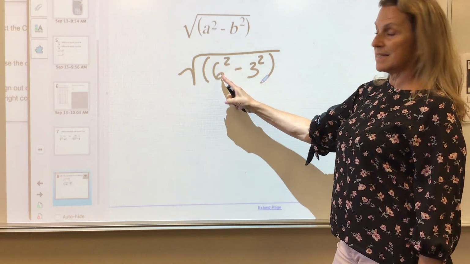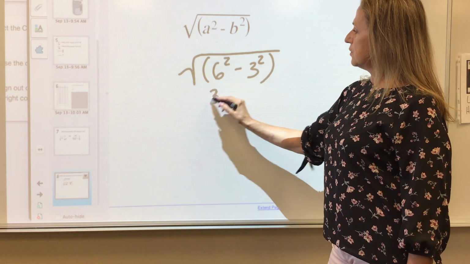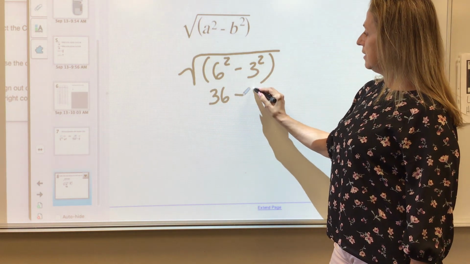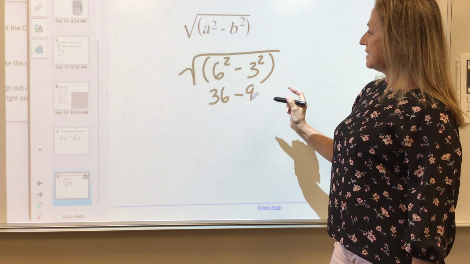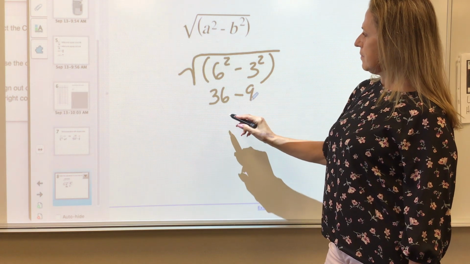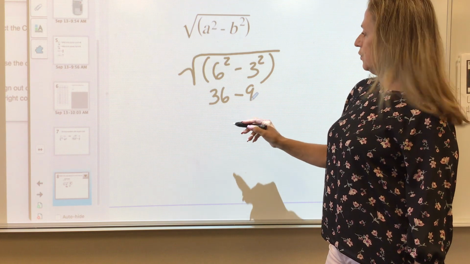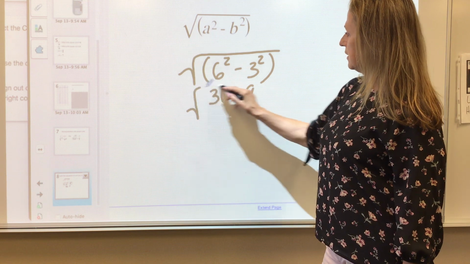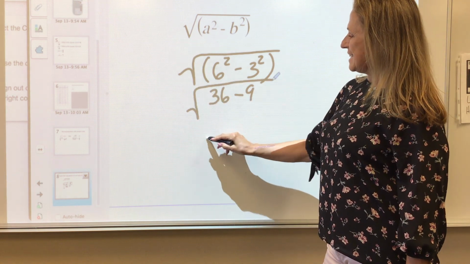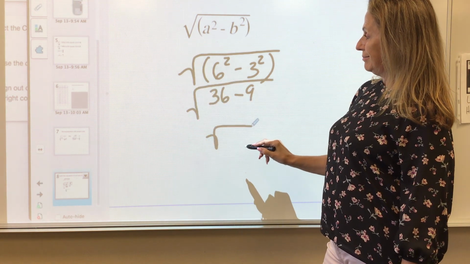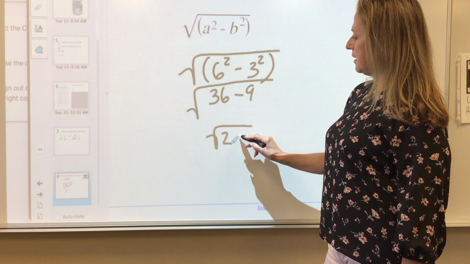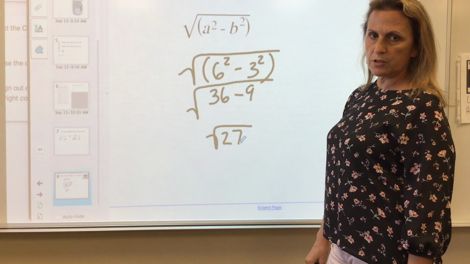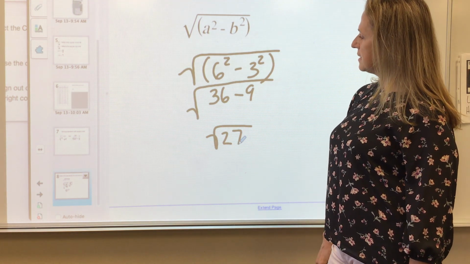6 squared, or 6 times 6, is 36. And 3 times 3, because it's squared, is 9. So 36 minus 9. And then I'm going to take the square root of it. Let me write the square root like this. And that's actually not going to end up nicely. It's going to end up at 27. And 27 is not a perfect square, so we're actually just going to leave that like that.